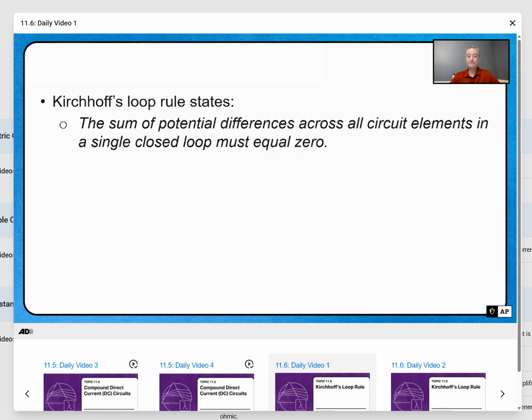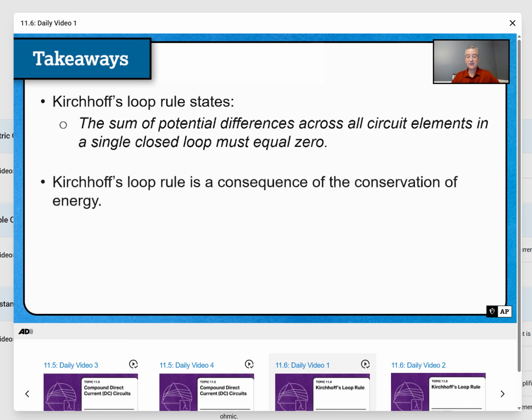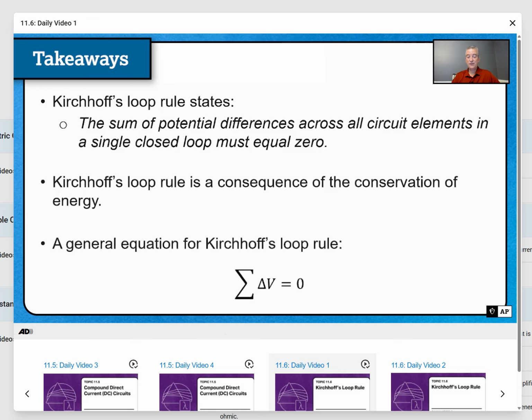So what should we take away? Kirchhoff's loop rule simply states the sum of potential differences across all circuit elements in a single closed loop must equal 0. Kirchhoff's loop rule is a consequence of the conservation of energy. And finally, a general equation for Kirchhoff's loop rule is given below.